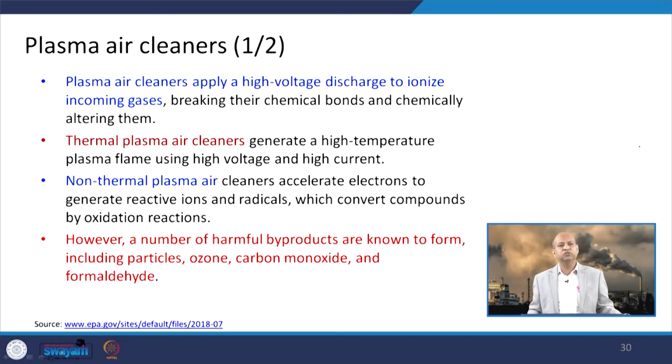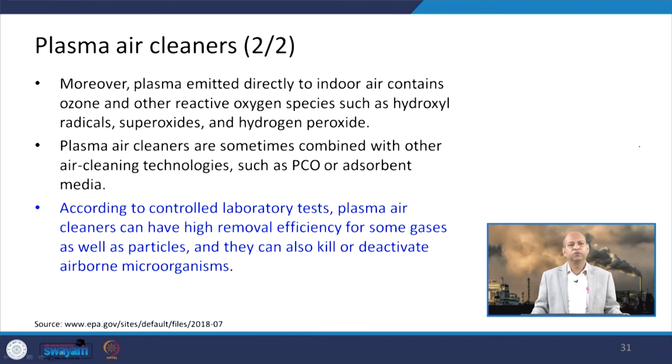Plasma air cleaners can be thermal or non-thermal. Depending upon their voltage and the radicals, we can use any of them. But a number of harmful byproducts, like in PCO, may also occur in this plasma technology: particles, ozone, carbon monoxide, formaldehyde can be byproducts if we do not handle this technology properly. These technologies are good if handled properly, otherwise they may be problematic because they can add pollutants. According to controlled laboratory tests, when used properly, plasma air cleaners can have very high removal efficiency for some gases as well as particles, and they can also kill and deactivate airborne microorganisms. So, that way plasma air cleaners are very good.